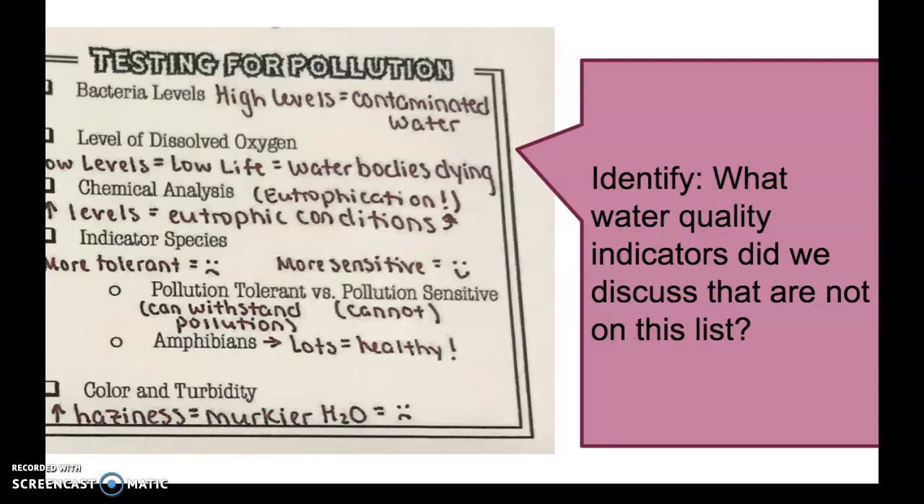Amphibians are one of our biggest indicator species because of their diffusion on their skin. So most of the time they are very sensitive to pollutants, and if we have lots of amphibians, lots of frogs, salamanders, that stuff, slimy stuff, that means our system's pretty healthy.